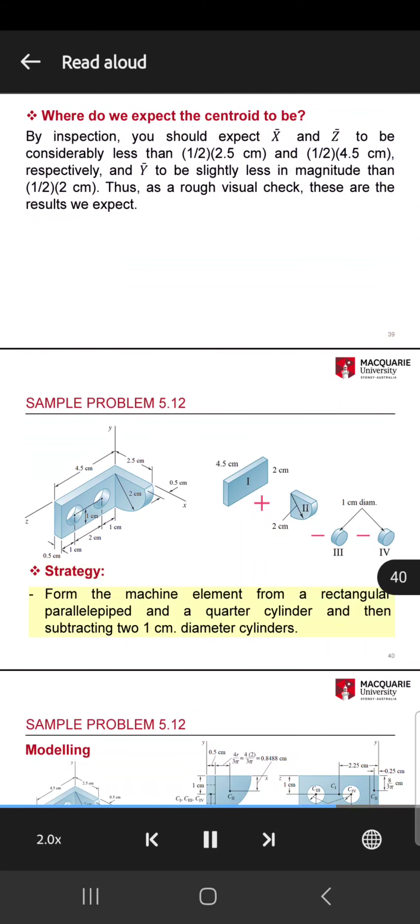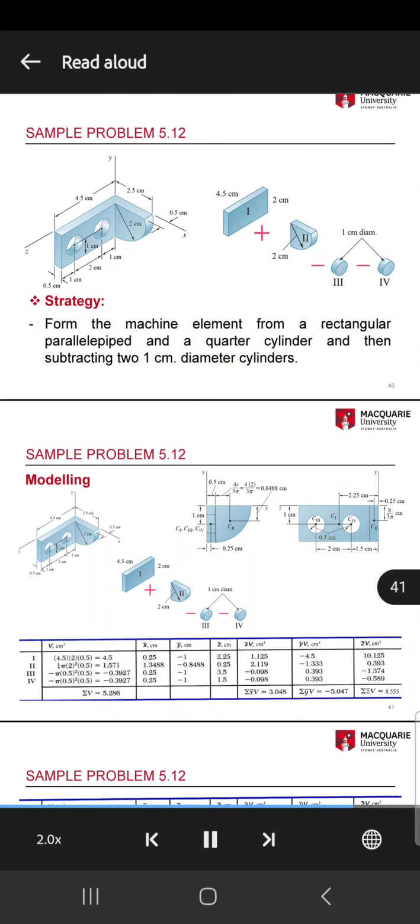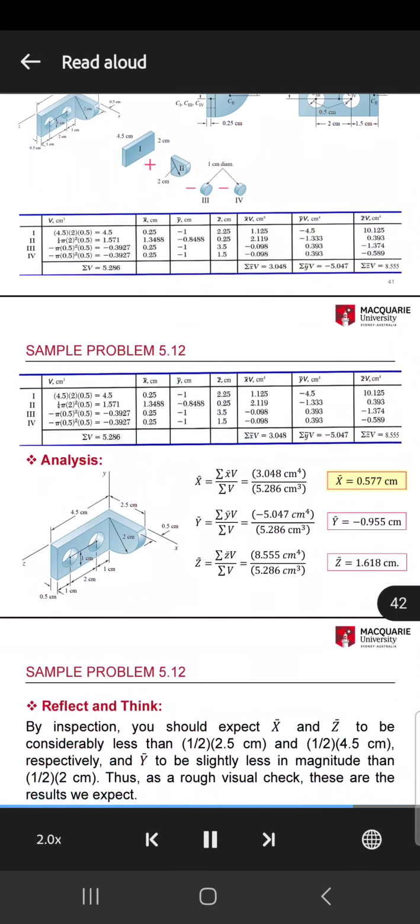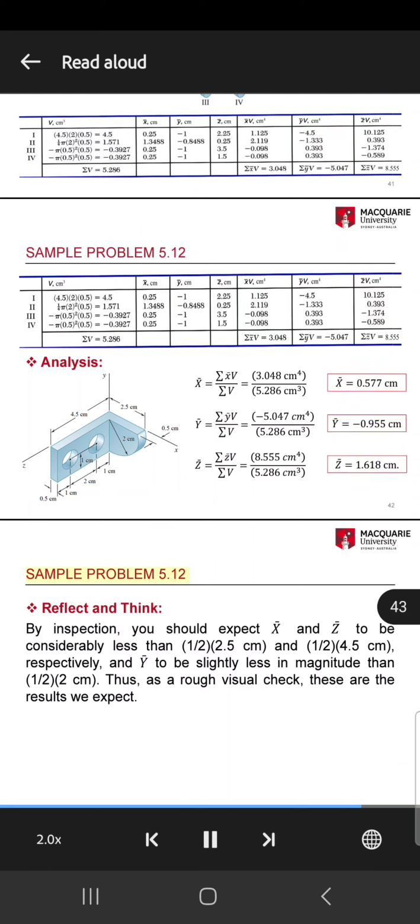Strategy. Form the machine element from a rectangular parallelepiped and a quarter cylinder and then subtract two 1 centimeter diameter cylinders. Modeling. Analysis. X-bar equals 0.577 centimeters. Y-bar equals minus 0.955 centimeters. Z-bar equals 1.618 centimeters. Sample problem 5.12.